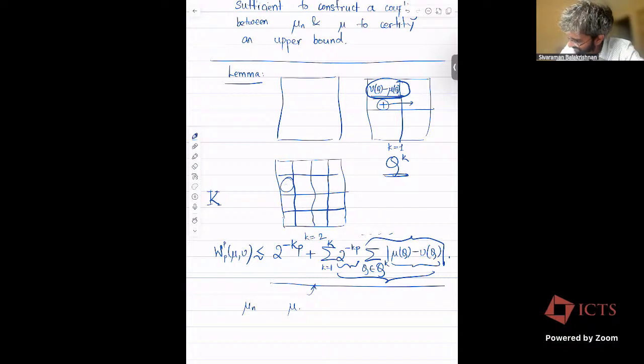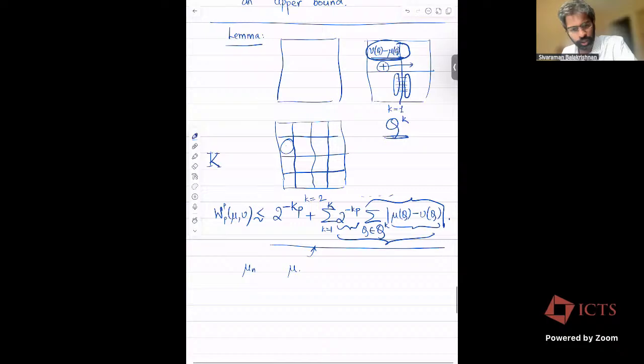Like, I can imagine that mu puts all its mass near one of the boundaries, and then nu puts all of its mass on the adjacent one. The actual Wasserstein distance pays a very little cost, but this dyadic coupling will say, okay, I have to match across two very coarse resolution cubes, so it'll be a very large upper bound. And so you can maybe construct measures for which this is nowhere near tight.